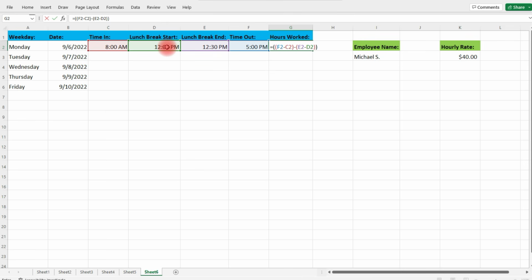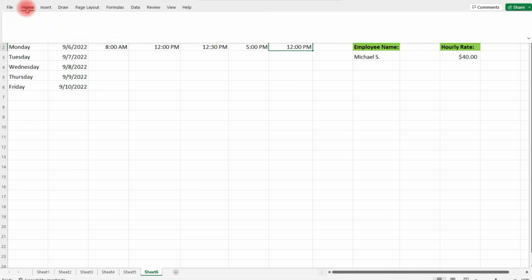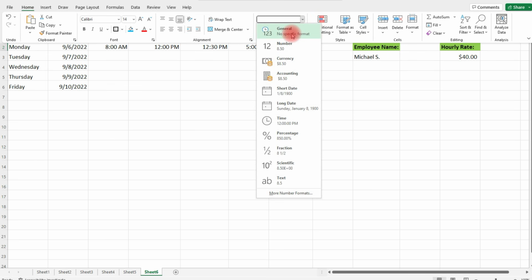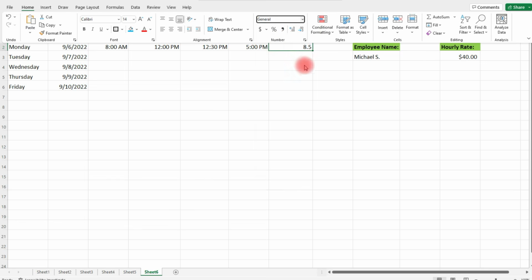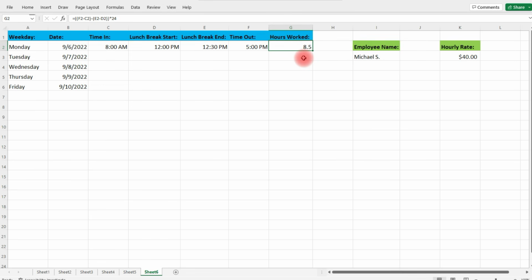Now Excel likes to deal in 24-hour time periods, so I'm going to multiply this by 24. So I get 12, which is not the answer I'm looking for, but we need to adjust the format of this number. So if you go to Home, Custom, and select General, no specific format, now we get the answer that we're looking for, which is 8.5 hours. Now let's extend the pattern. So here we have F2 minus C2, F3 minus C3, F4 minus C4, and so forth.